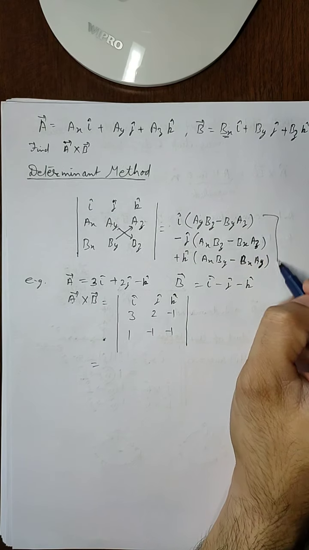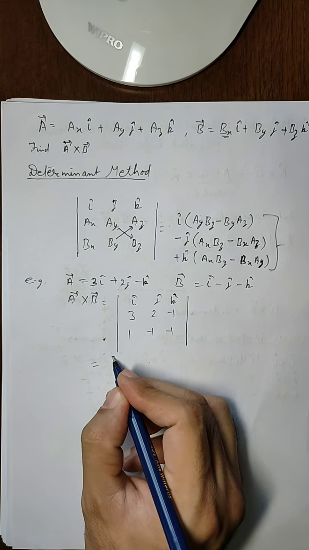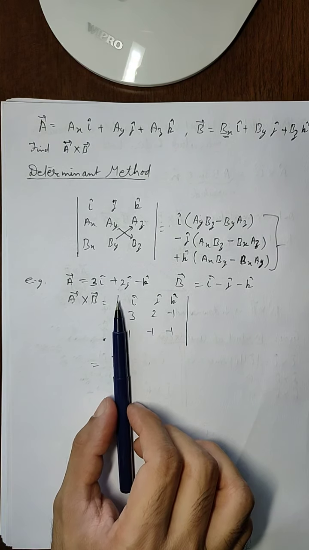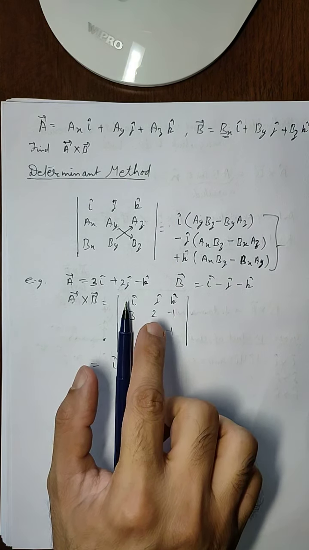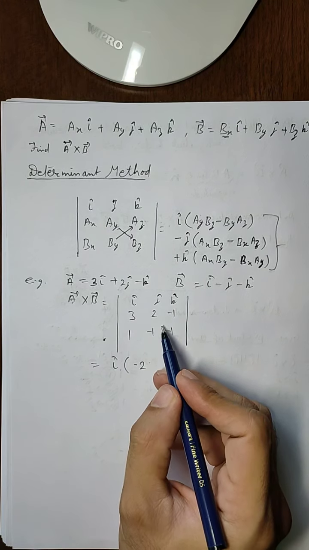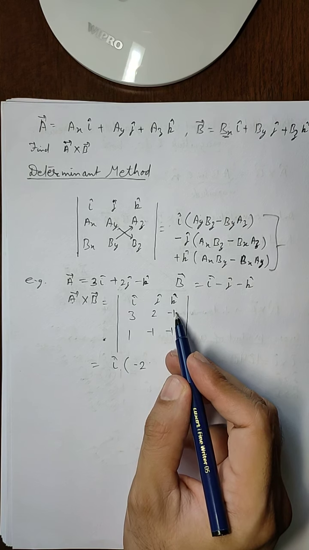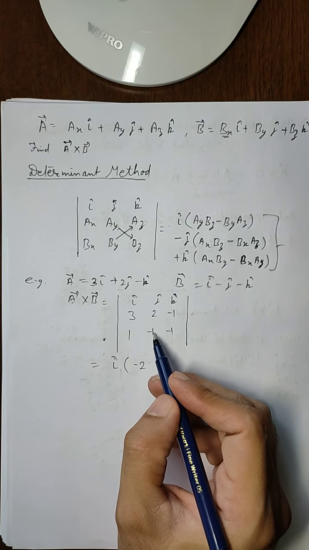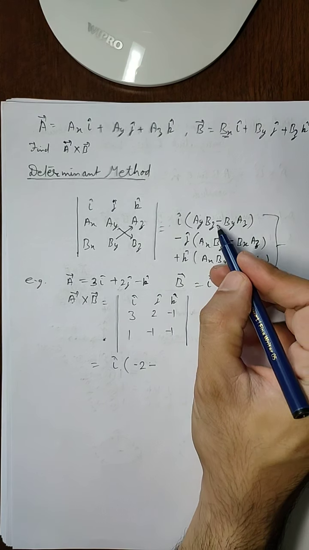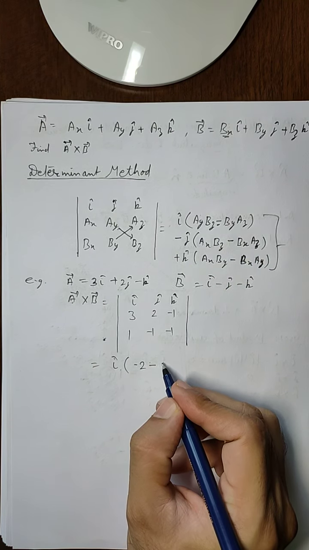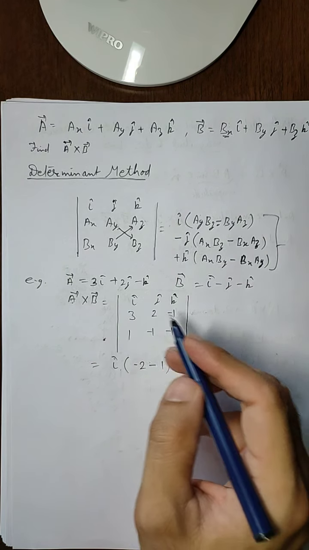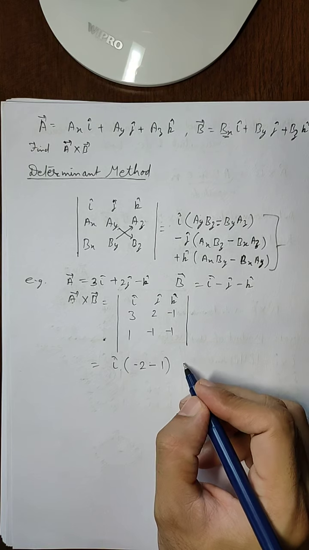Now we will apply this formula. So for i cap, cross multiplication will be of these quantities. So 2 into minus 1, which is minus 2, minus of minus 1 into minus 1. So there will be 3 negatives. Minus 1 into minus 1 will be 1, and there is a minus outside, that means it will be equal to minus 1. Try doing it yourself, then it will become more clear.